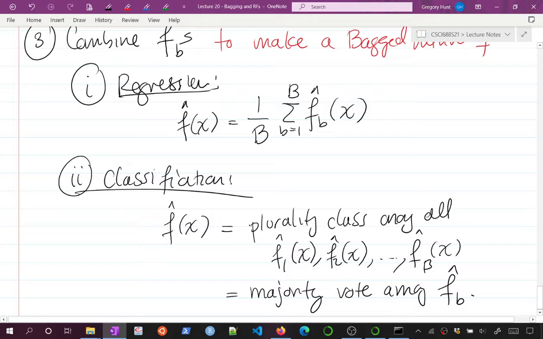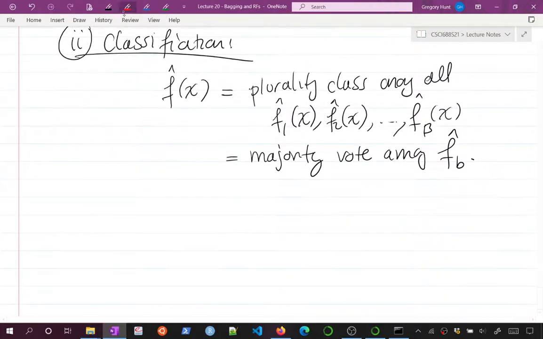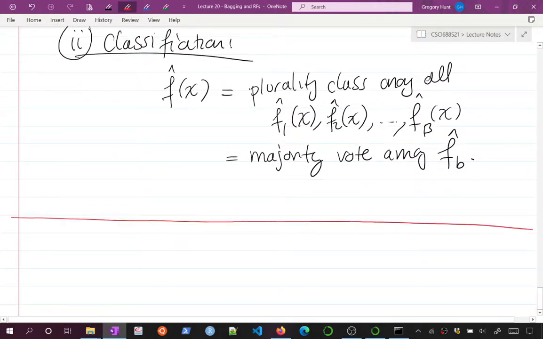For regression, it's going to average together the predictions among all my subsample classifiers. And for classification, I'm going to take a majority vote. I'm going to let all my subclassifiers vote, and whatever class wins the vote, that's what I'm going to predict. So it's actually a pretty simple method, but it's a fairly powerful method.